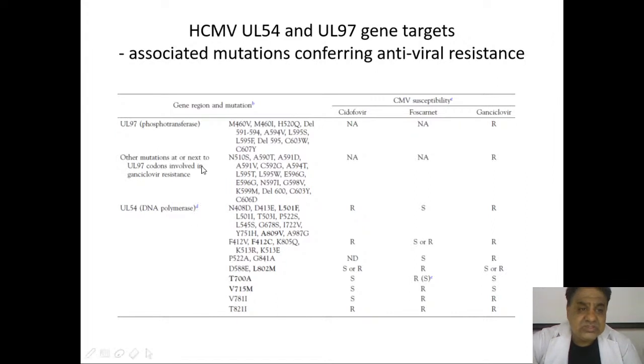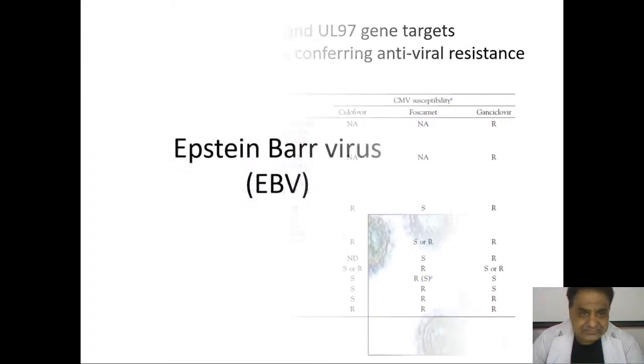CMV resistance happens due to changes in two gene regions of the virus: the UL97 gene, that is a phosphotransferase, and the UL54, which is a polymerase of the virus. And various signature mutations have been described with different drugs. You don't have to remember the mutations, you just should know that UL97 and UL54 regions of the CMV virus are highly associated with mutations to these antiviral drugs which we are using for CMV.